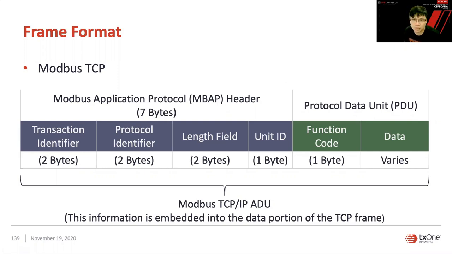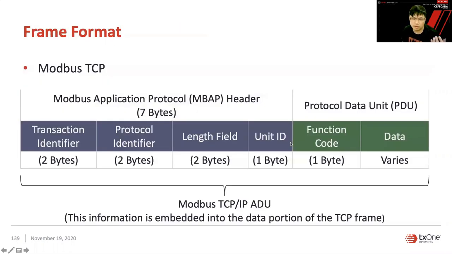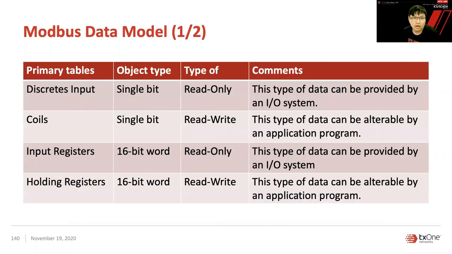Okay, so basically, the Modbus frame has a Modbus application header and a protocol data unit. It includes the transaction identifier, protocol identifier, and function code. The key point of the Modbus protocol is the function code. You need to tell the PLC what you want to do and how you want to do it.